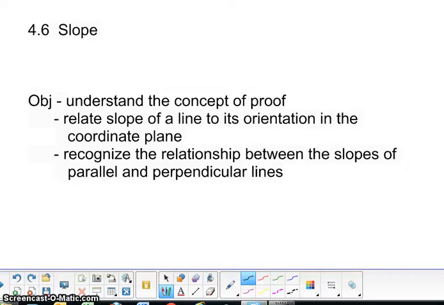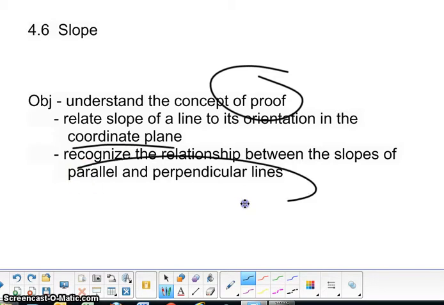Today we're going to talk about slope and a lot of things dealing with slope and geometric figures. One thing is going to be proofs. We're going to apply how to prove different things from algebra that you have seen before. And we're going to relate slope to pictures and geometric figures on a coordinate plane. And then we're also going to recognize and again review things about parallel and perpendicular lines.